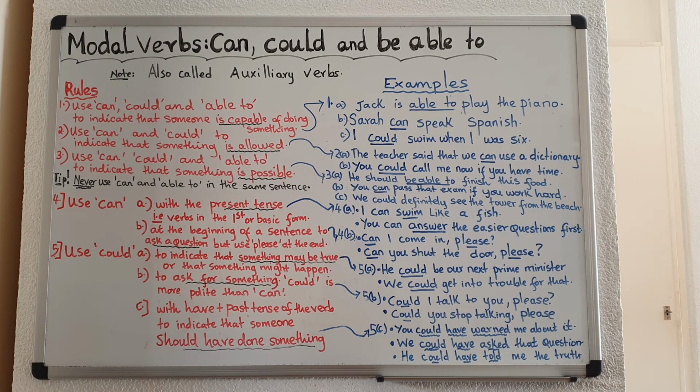Rule number 5C. Use could with have plus the past tense of the verb to indicate that someone should have done something. So when you want to tell somebody that they should have done something, then use could plus have plus the past tense of the verb. Let us look at examples 5C.